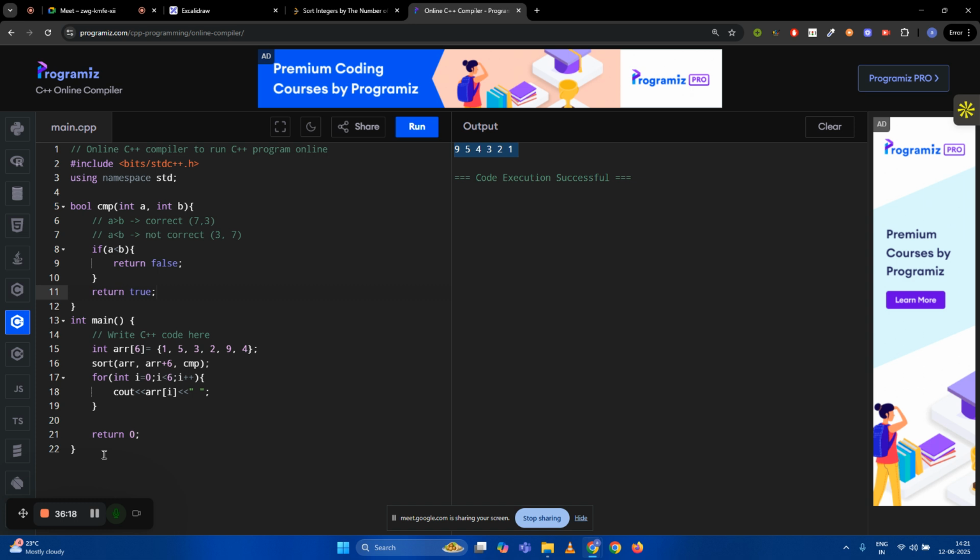I guess you would be having it. It is the first time you are learning about comparator function. Okay. Now let me solve it for you guys for this problem.